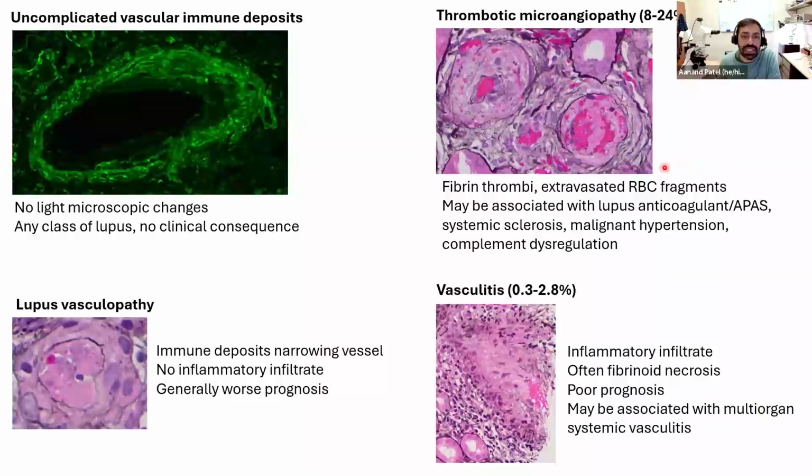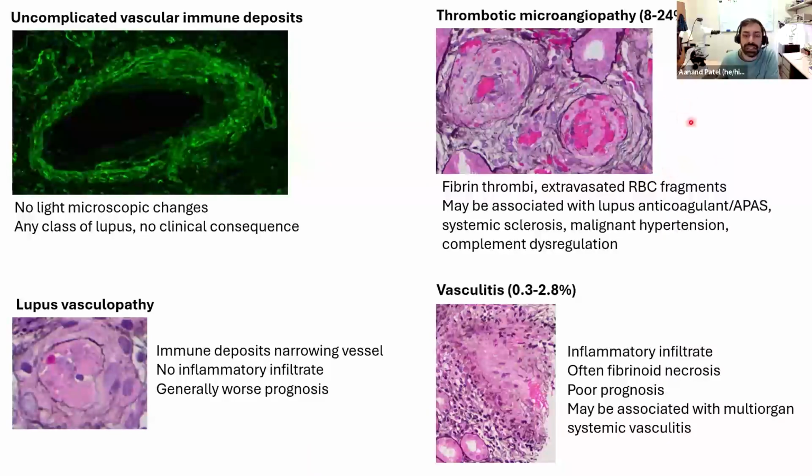And the distinction here is that the features we look for to identify TMA in these extraglomerular vessels in the acute phase are fibrin thrombi and the extravasation of red blood cell fragments. This image is from another case. We didn't find clear TMA in this patient's biopsies.